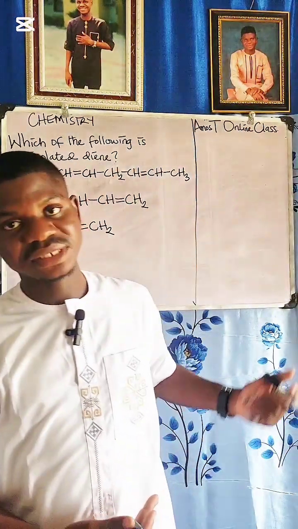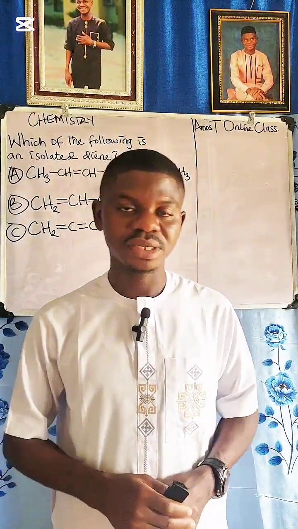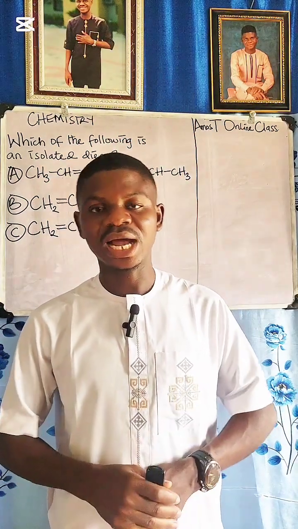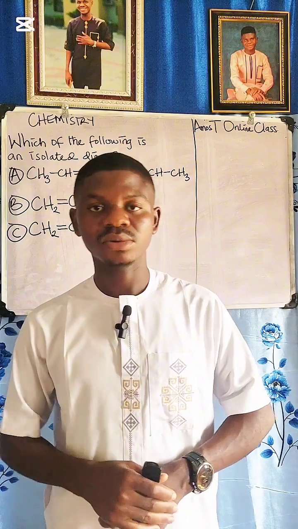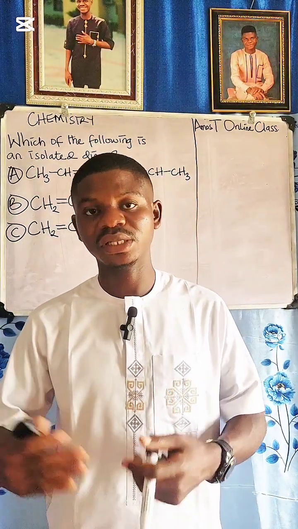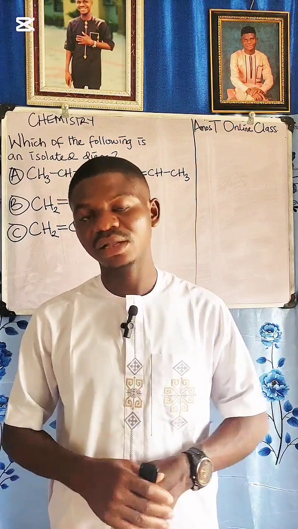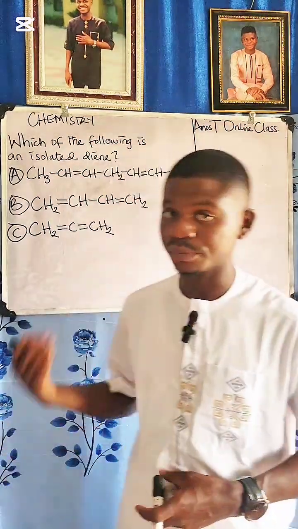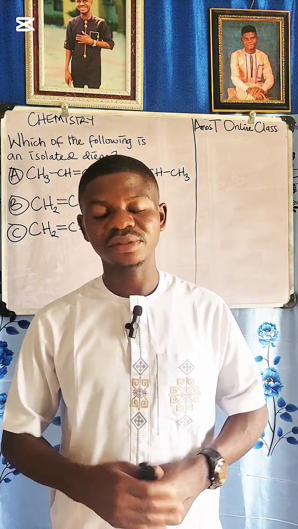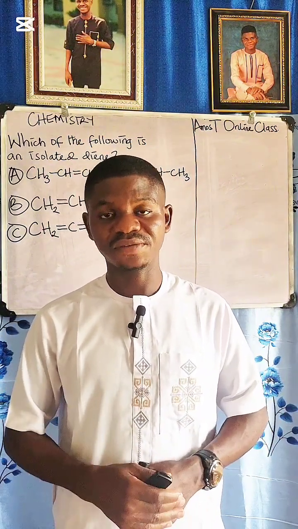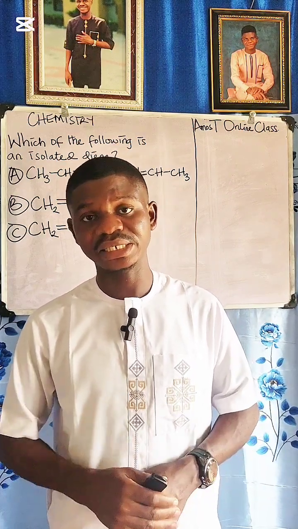The first step to solving this kind of problem is to understand the meaning of a diene. A diene is an organic compound that contains two carbon-carbon double bonds in its molecule. They are alkenes. Based on the position of the double bonds, dienes are classified into three categories: isolated diene, conjugated diene, and cumulated diene.